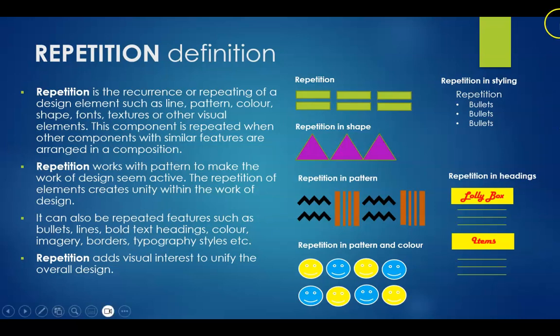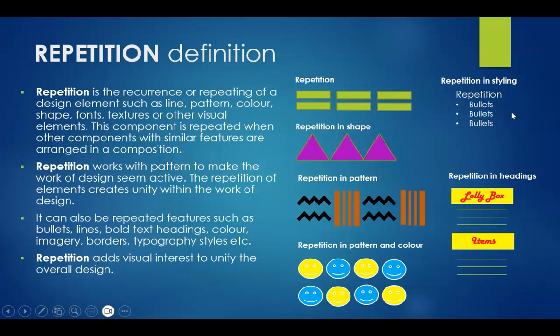So you can see with the green squares, they are repeating the pattern. Repetition in shape, the purple triangles are repeated. Repetition in patterns, you've got this black squiggle line, then these red lines, so it's a repeated pattern. Repeated pattern in color, you've got the yellow and then the blue smiley faces.